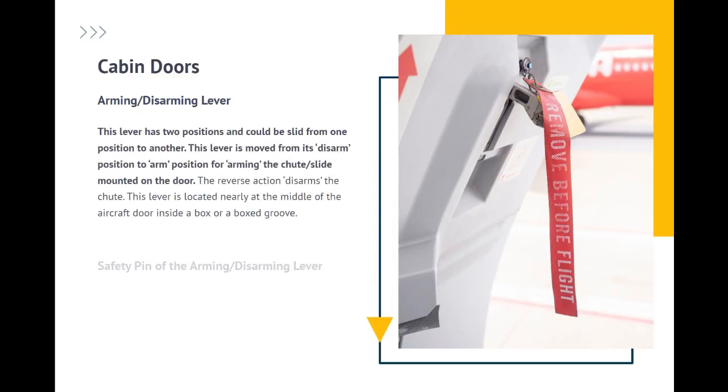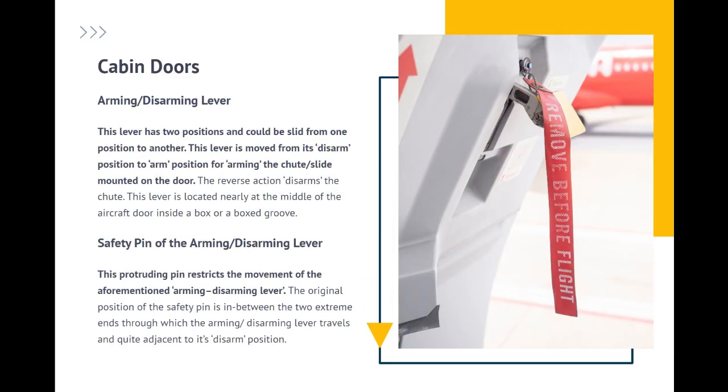Arming or disarming lever. This lever has two positions and could be slid from one position to another. This lever is moved from its disarm position to arm position for arming the chute, or slide mounted on the door. The reverse action disarms the chute. This lever is located nearly at the middle of the aircraft door inside a box or a boxed groove.